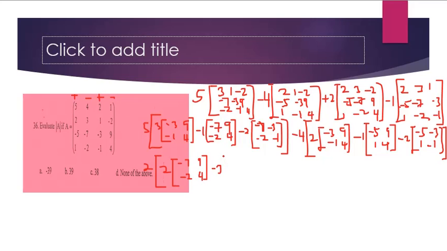Okay, and then move on to what? 3. Okay, move on to 3. So we have minus 5, 9. Okay, and then we have what? 1, 4. Okay, and then you move on to what? Negative 2. Okay, so we have minus 5, minus 7, okay, and then we have 1 minus 2. So this will bring us to the end of this portion.